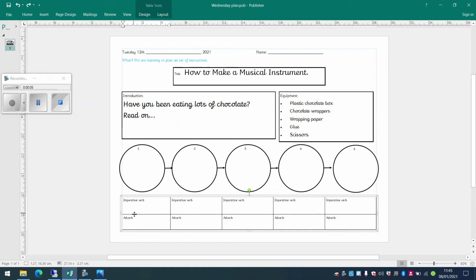Okay, so the next thing to do is just think of some words that are going to help you when you write your instructions tomorrow. So we have imperative verbs, which are bossy verbs. They're the verbs that tell you exactly what to do. And then we can add an adverb, which we learnt about yesterday, and they tell you how you're going to do it.